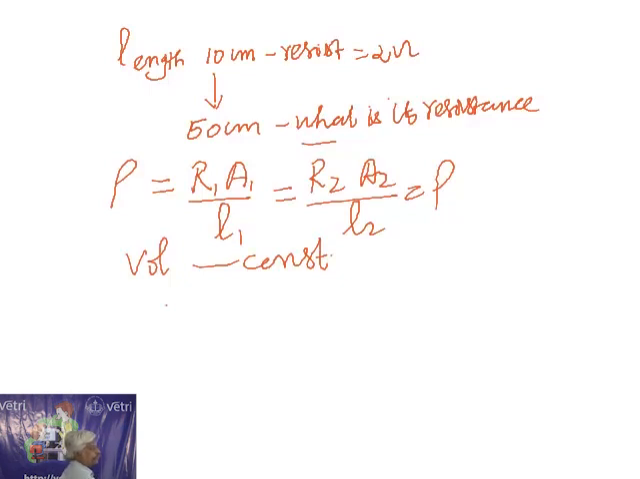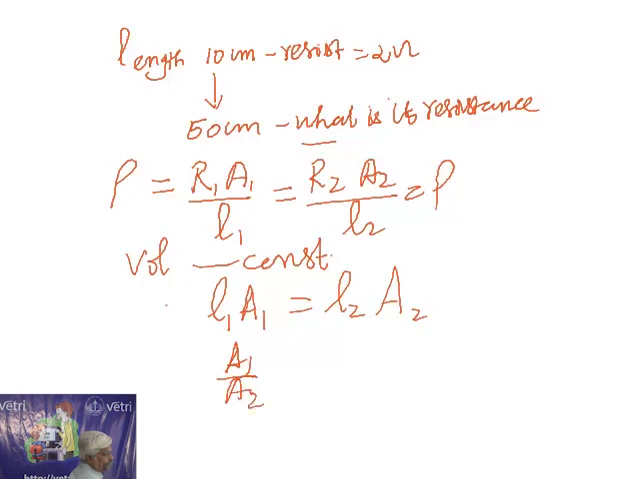What is the first wire's volume before it is extended? That is length into area, which is always equal to L2 into A2. Here the area is more and the length is less; here the length is more and the area is less. Therefore the product will be the same, which means volume remains constant. Therefore A1 by A2 is nothing but L2 by L1. So you have to keep this in mind.